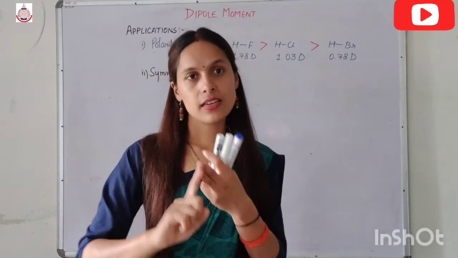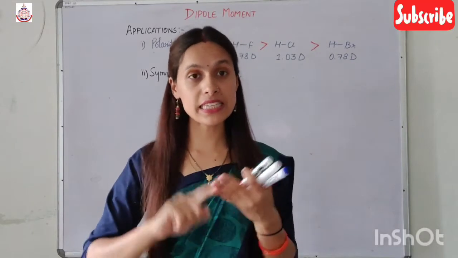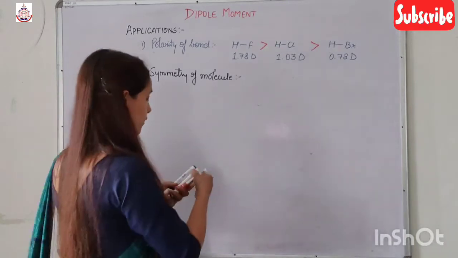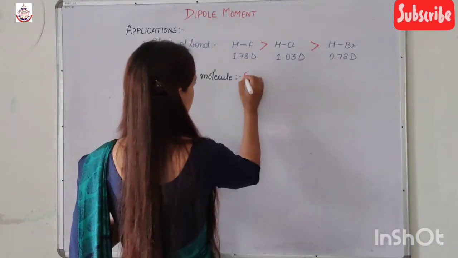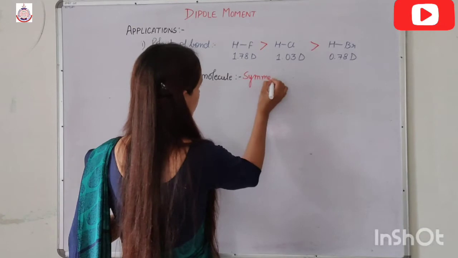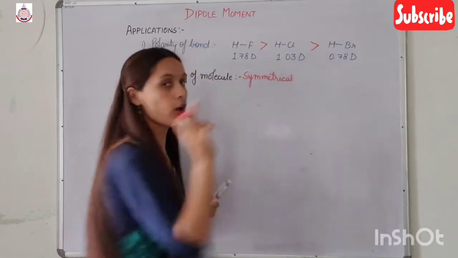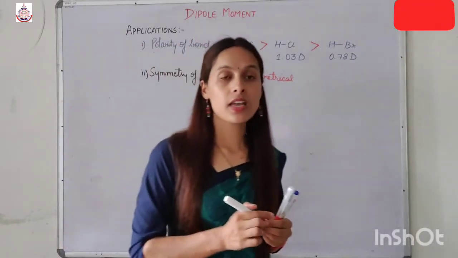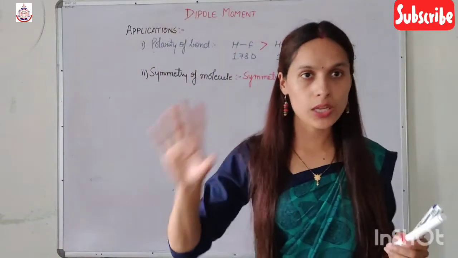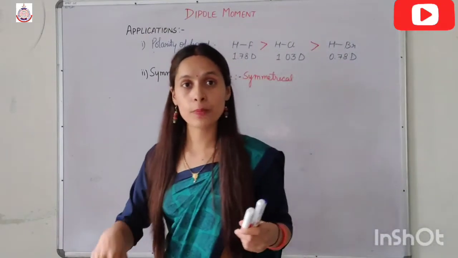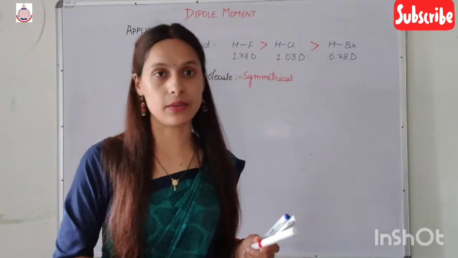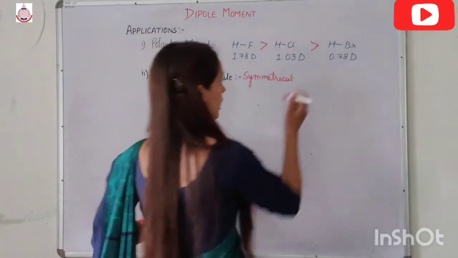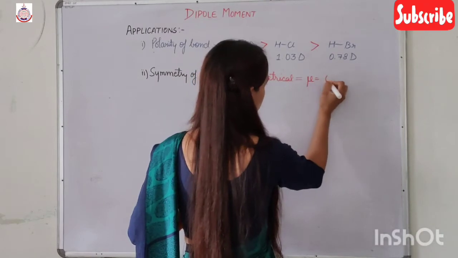For example, PCl5. In these cases, the dipole moment is zero. So if the molecule is symmetrical, we are talking about polyatomic molecules. Now, what is the meaning of a symmetrical molecule? The central atom is surrounded by only bond pairs, and in those bond pairs it is attached to the same atom. That is a symmetrical one. So if we have a symmetrical molecule, then the dipole moment is equal to 0.